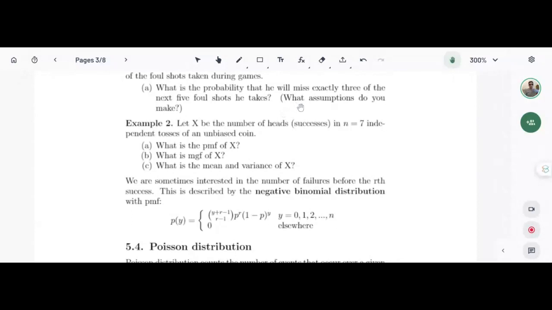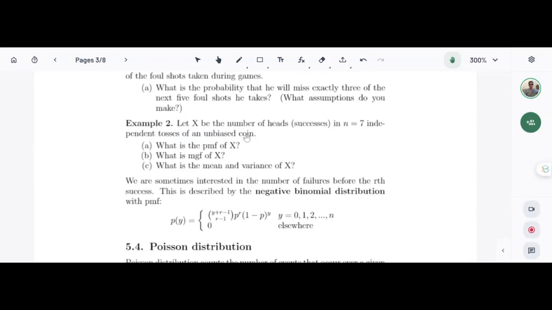Yeah, the key assumption here, remember, is that the trials are independent. Independent and identical: the probability of making the shot is not changing. Okay, now let's move to example 2.